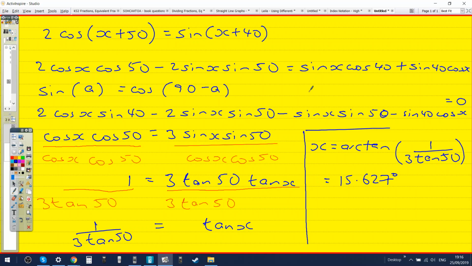I mean, I don't use the CAST diagram. I don't even use the graph. I just remember 180 minus, 360 minus, 180 plus. Because the graphs never change. You know. Yeah.